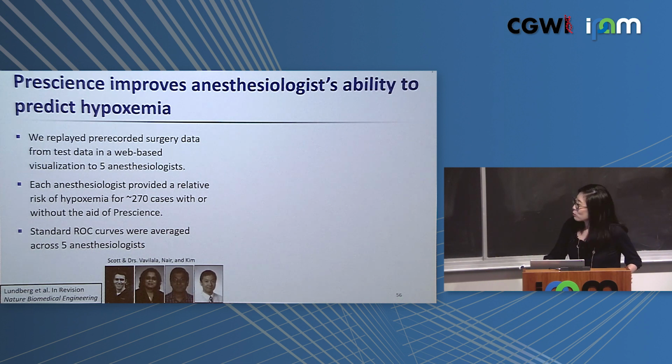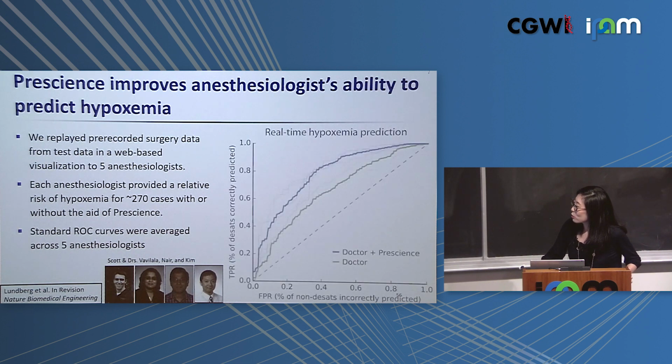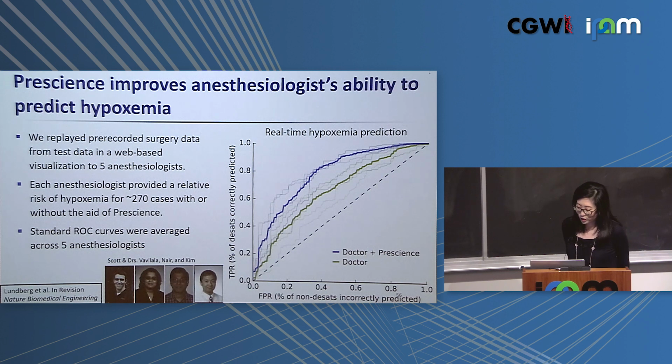So we drew the ROC curve, and it was averaged across the 5 anesthesiologists. So here's the result. The prediction accuracy of anesthesiologists, green colored, markedly improved when the anesthesiologists were helped by Prescience risk prediction and its explanations.